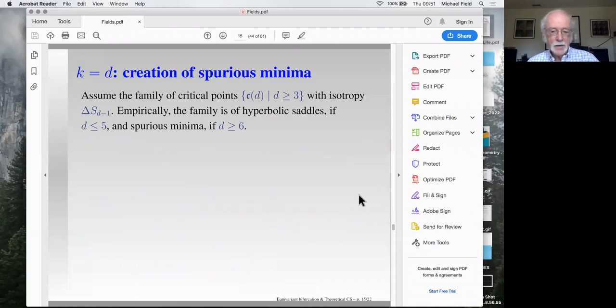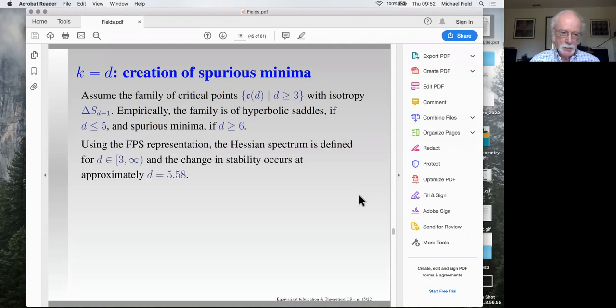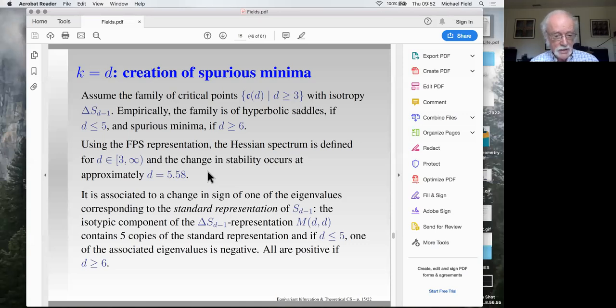Okay, so assume then the family of critical points I'm looking at. This is a family of hyperbolic saddles if D is less than or equal to 5, and spurious minima if D is greater than or equal to 6. This is easy to check. We're talking small values of D here. So somewhere between 5 and 6, this becomes a family of spurious minima. Using the analysis coming from this fractional power series representation, we find that the Hessian spectrum is defined. It has an FPS expansion for D greater than or equal to 3, and the change in stability occurs at approximately D equals 5.58. This is associated to a change in sign of one of the eigenvalues corresponding to this standard representation of S_{D-1}.